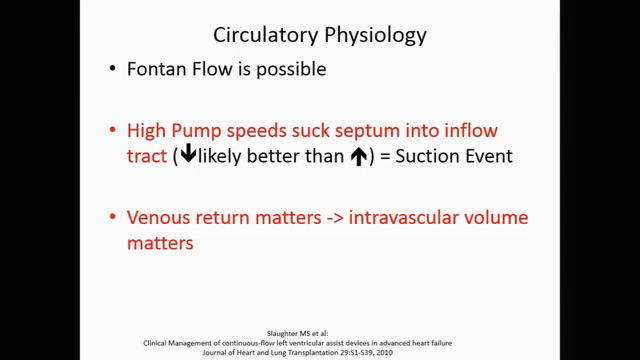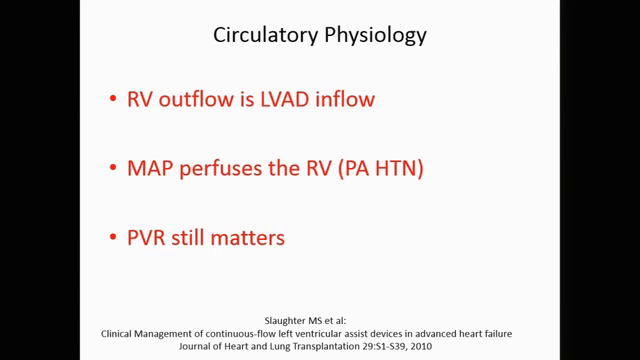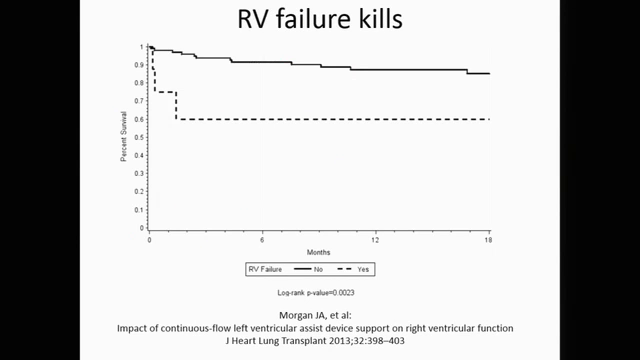And the venous return matters, and so the volume matters. The RV outflow is the LVAD inflow. Very important to understand that we manage the volume, the contractility, and the afterload of the RV. Many of these patients, their RV is not much better than their LV. You pop the device in and you discover, oh, by the way, their LV was not much worse than their RV. The mean arterial pressure perfuses the RV. It's very important. With people who have an RV limited circulation, you need to defend their blood pressure because that's what perfuses their RV. And their pulmonary vascular resistance still matters. Oxygen and sildenafil are very common drugs that we use to support these people. RV failure kills in these people.